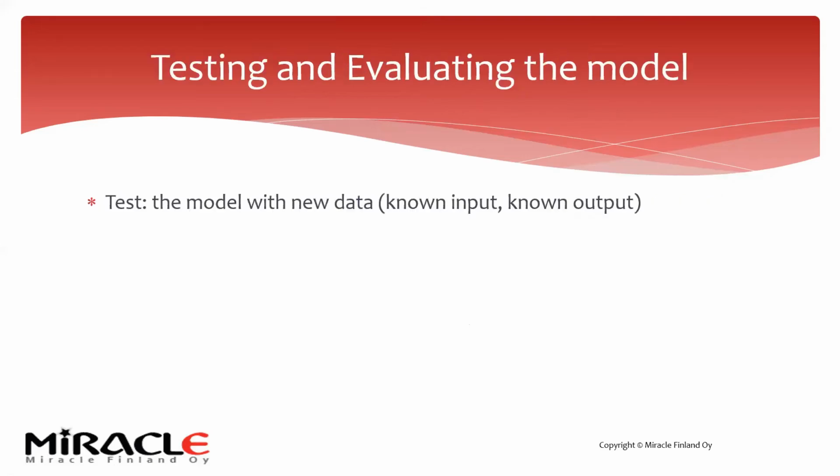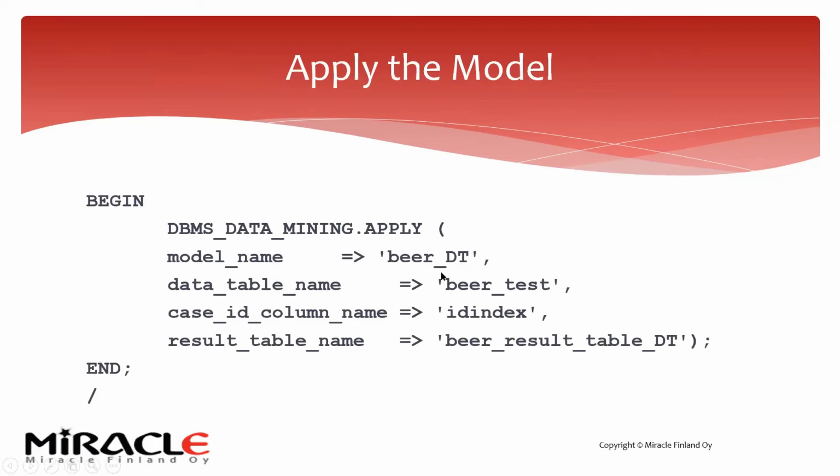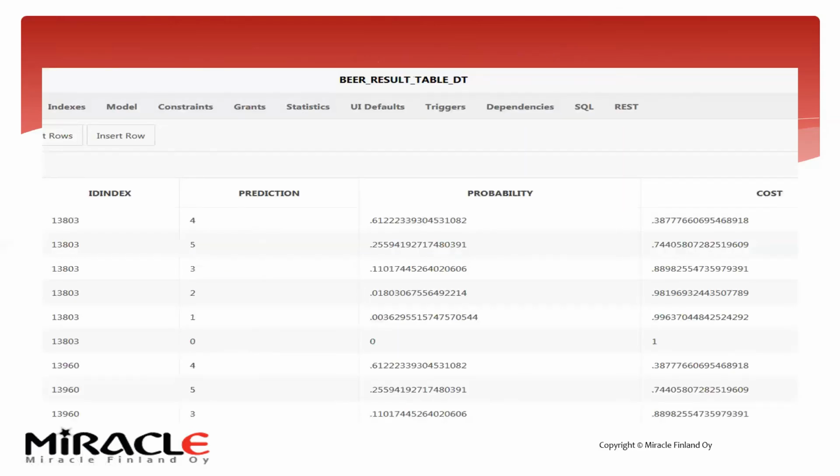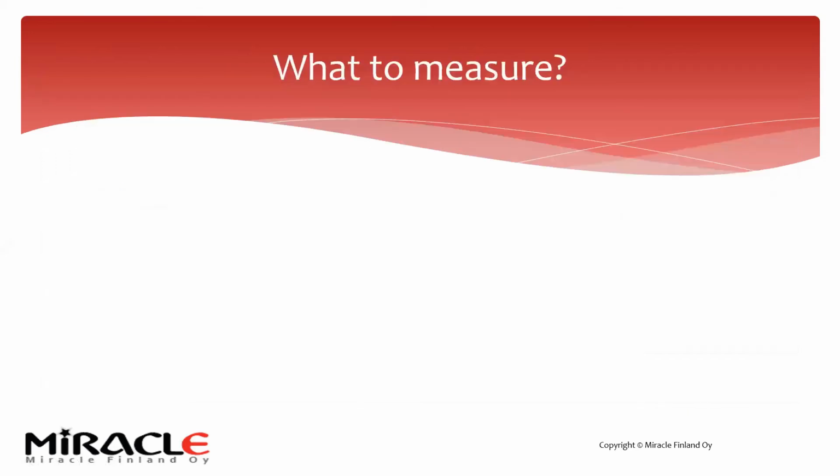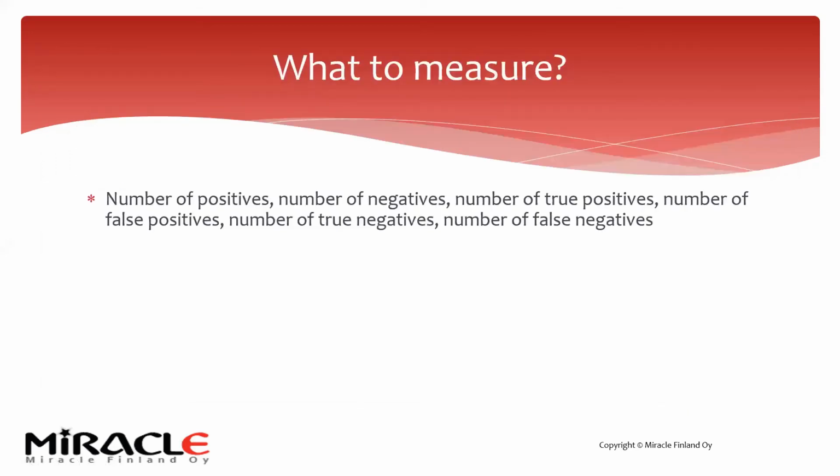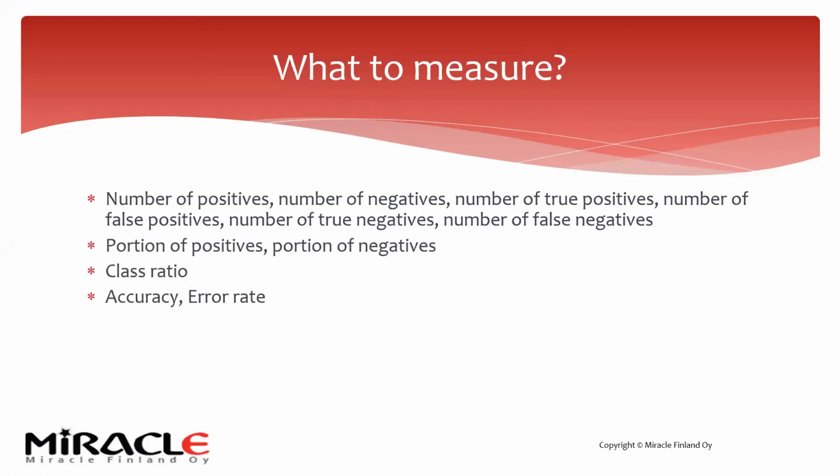The next step is to test and evaluate the model. So I test the model with new data, known input, known output, and I evaluate it depending on the chosen metrics. So here I use my beer_DT model with a new beer_test dataset, and I store the result in the beer_result_table_DT. This is what I get. So this beer 13803 will be predicted as 4 with a probability of something with a cost of something. It will be predicted as 5 with probability and cost and so on and so on. So depending on what I want to measure, what's important in my task depends on many things. It could be whatever, but this is very important to define.